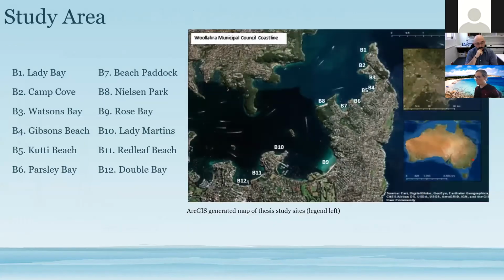For the purposes of today's presentation, looking at the topographic results, I've chosen 3 sites to present results for, as opposed to presenting all 12 because we'd be here for an hour. Camp Cove will represent the beaches near to the estuary mouth, Rose Bay for the central estuary, and Double Bay for the inland beaches. The first site we're looking at is Camp Cove, or B2.